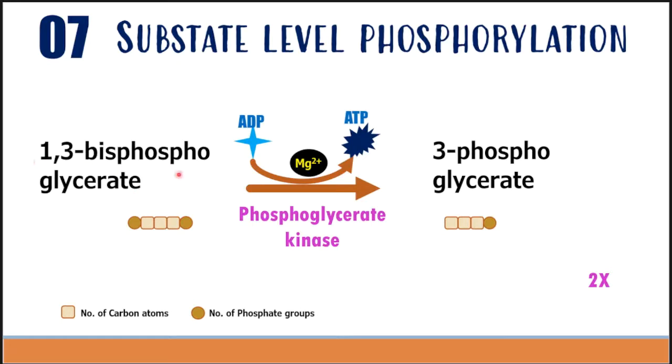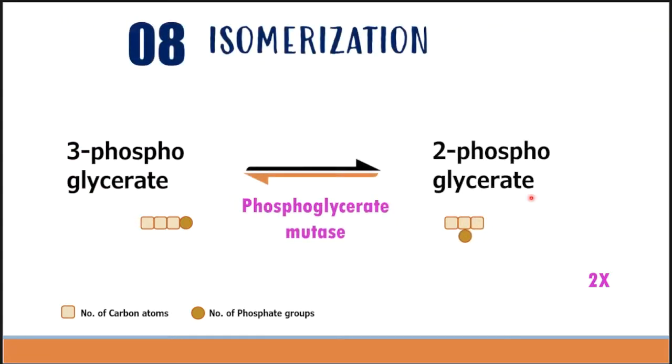Now this 1,3-bisphosphoglycerate loses one of its phosphate groups to form ATP, and it becomes 3-phosphoglycerate. Next, isomerization takes place. Though the enzyme's name is phosphoglycerate mutase, here just a positional change takes place. So 3-phosphoglycerate becomes 2-phosphoglycerate. This positional shift is one type of isomerization only, and it leads to a little bit of destabilization in the reaction, and as a result the reaction will move further.